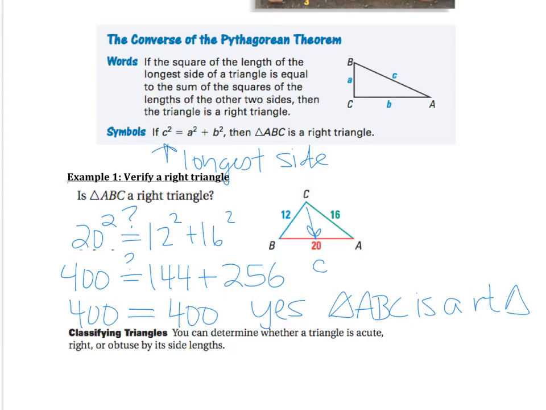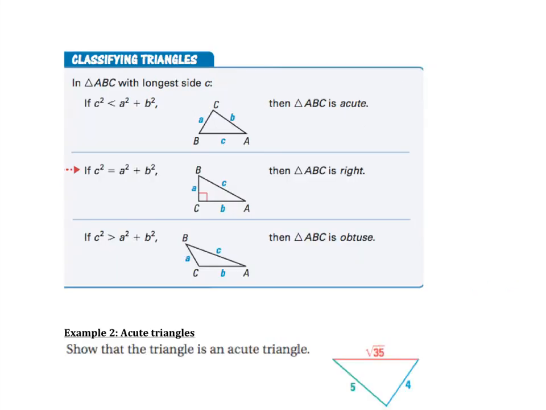Okay, so that's just looking at right triangles. Well, maybe I want to determine if my triangle would be acute or obtuse. And we can do that using side lengths. We just did this one. Now, if it's not equal and the c squared is less than, then it is an acute triangle. And if the c squared is greater than, then the triangle is obtuse.